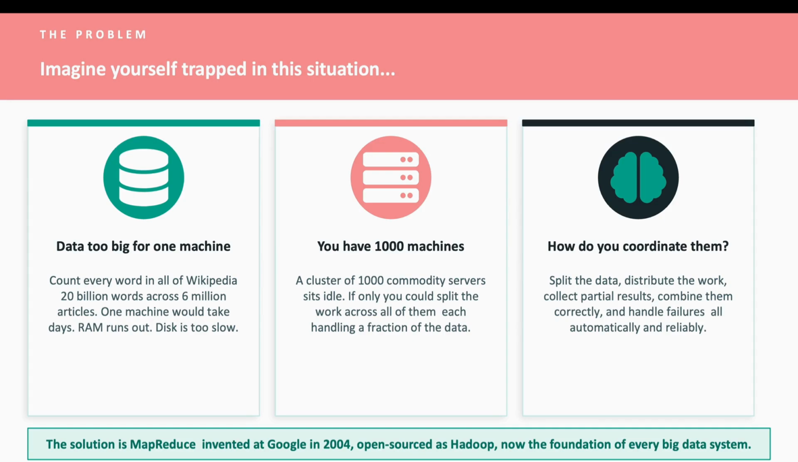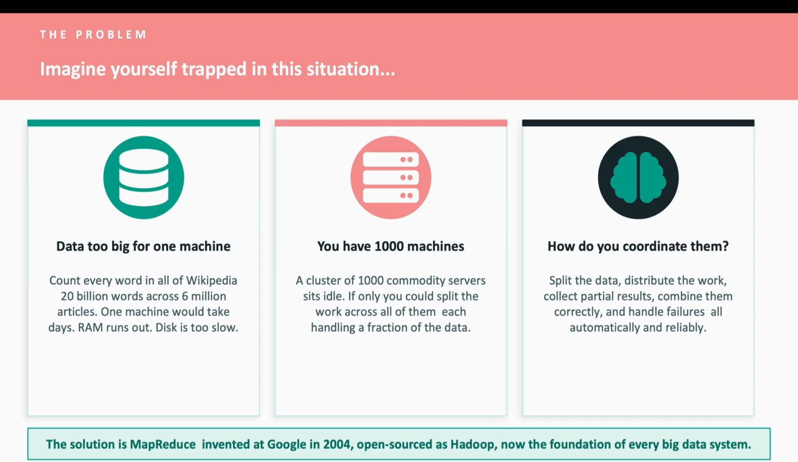So as I said, if only you could split the work across all of the machines. How do you split the input? How do you combine partial results from different machines without corrupting the output? How do you handle machine failure mid-job? You do not want to write all that coordination code yourself. You want to write just the business logic, the word counting part, and let the framework handle the rest.